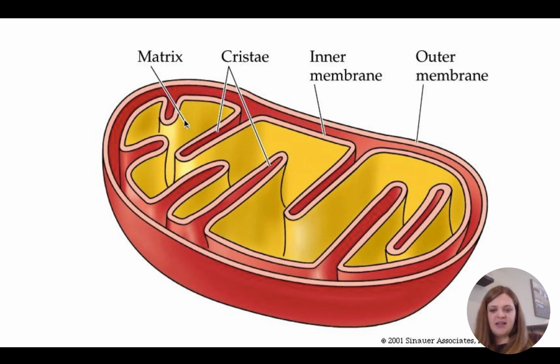And then inside, we call this the matrix. So a lot of the process of cellular respiration will happen in the matrix. Some of it actually happens in this red space in between the outer and the inner membrane. We call this the intermembrane space. That's another one you should also add. So if you add another line here to show that that is the intermembrane space going on right there.